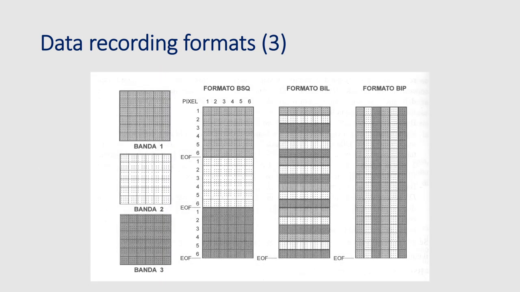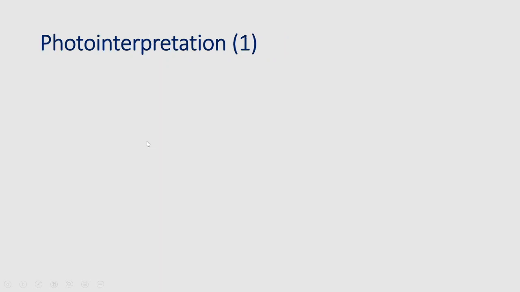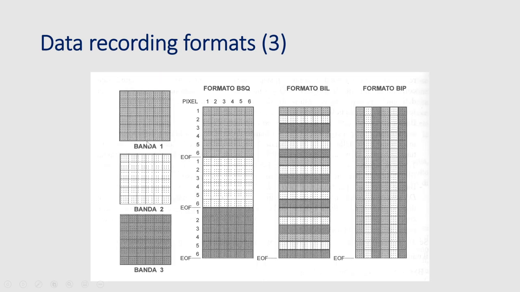Allow me to go to the next slide where we have this figure here. And so let's go through the four different images, starting with the left one. We are using a sensor that is acquiring, for example, three different bands, band 1, band 2, and band 3.